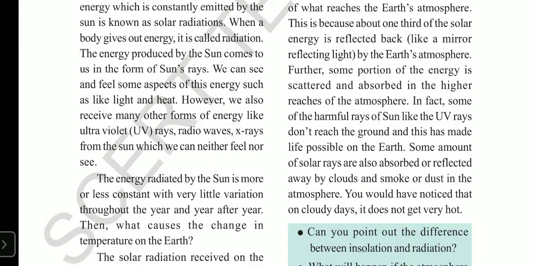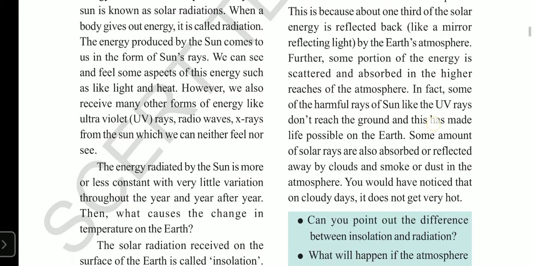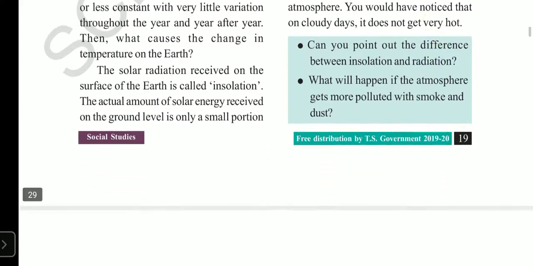Seventh point, what we studied: the sun is the source of the energy, right? Energy comes in different forms. It comes in the form of light and heat. Some other forms of the energy are UV rays, radio waves, X-rays. Those are harmful. Those are not allowed by the atmosphere, right? So these are the points we have studied up to now.